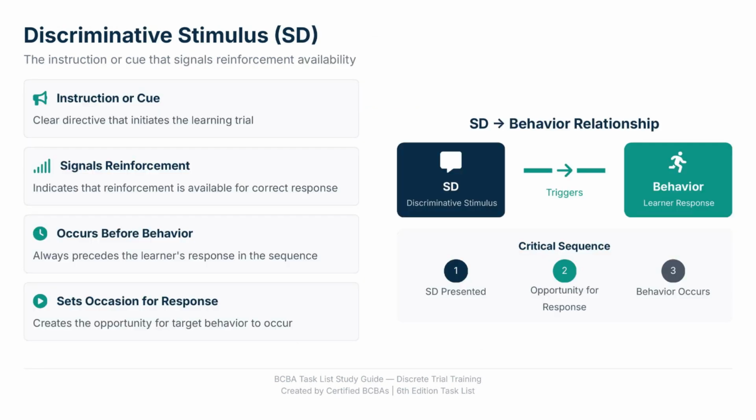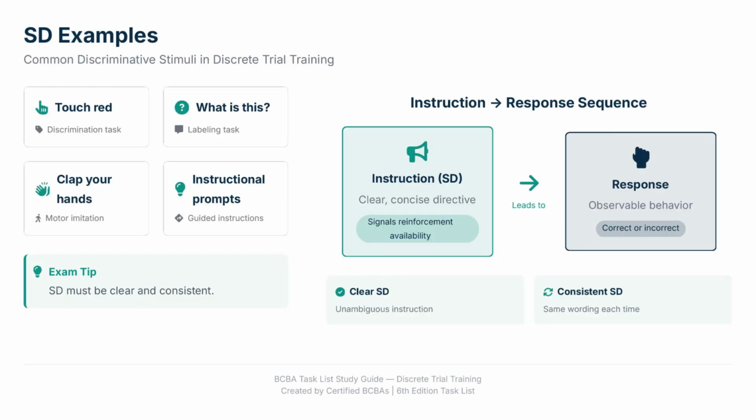The discriminative stimulus, or SD, is defined as the instruction or environmental cue that signals that reinforcement is available for a specific response. It always occurs before the behavior and sets the occasion for that behavior to occur. In other words, the SD tells the learner that if they respond correctly, reinforcement will follow. This relationship between SD and behavior is foundational, and the exam often tests whether you understand that the SD must come before the response. Examples of SDs include instructions like touch red, what is this, or clap your hands. These are all clear directives that signal what response is expected.